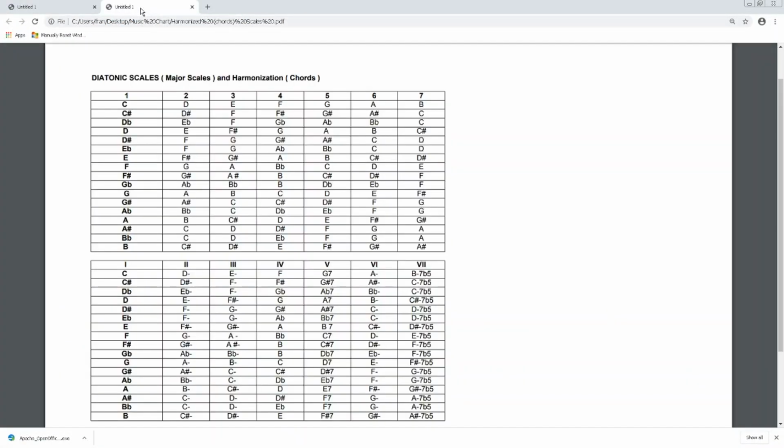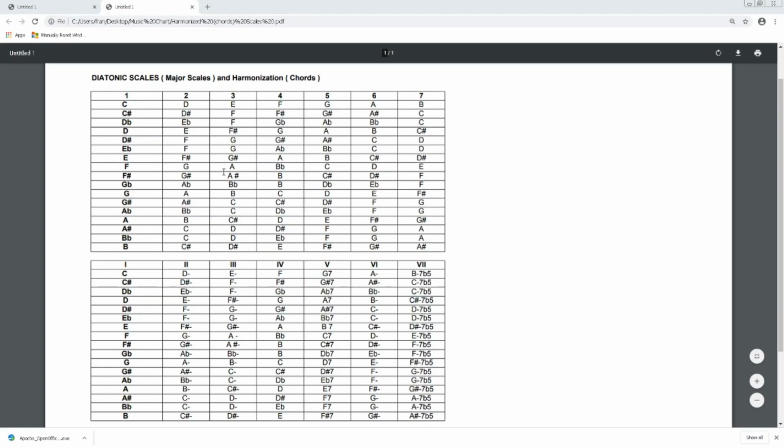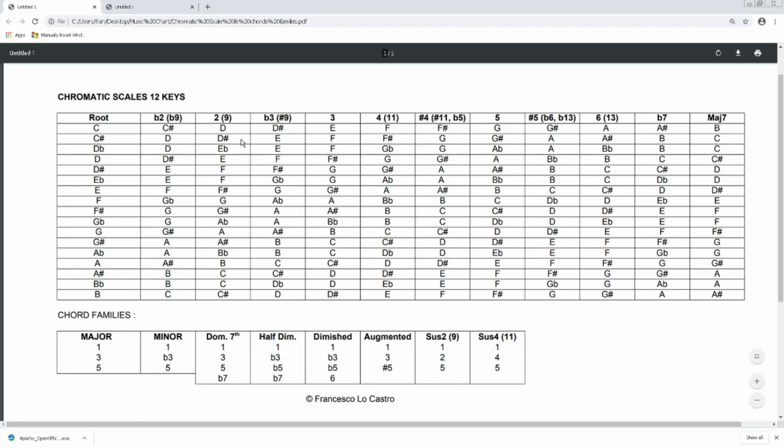So first thing I'm going to show you is these charts. I suggest if you have, let's say, a practice area, a place where you practice, you can actually print them out, maybe put them in a folder or something, so you can consult it when you need it, some sort of diary. The first thing you might want to print out is actually this particular chart. This is a very simple chart. It's a chromatic scale in 12 keys, okay?